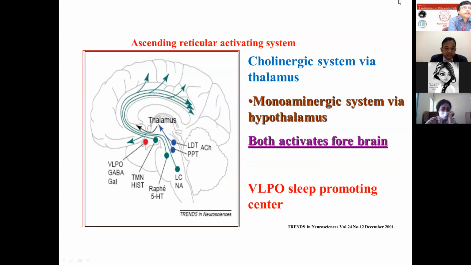Before trying to understand the neural substrate of sleep, I'll give you a brief overview of the network that will be responsible for inducing sleep. We know that the ascending reticular activating system plays a very important role in maintaining wakefulness, and it is made up of two important neurotransmitter systems, the cholinergic system and the monoaminergic system.